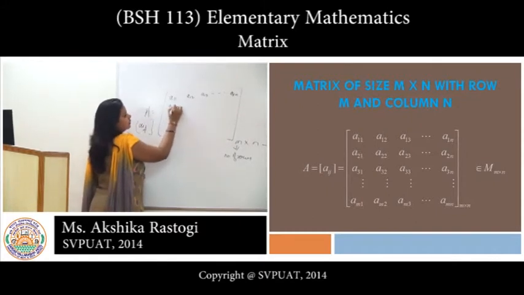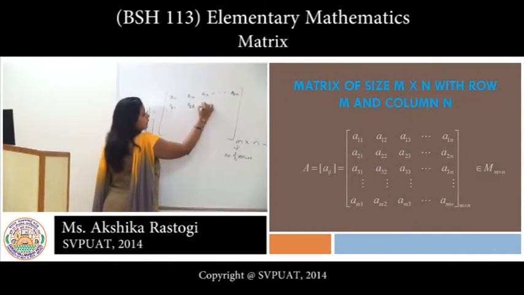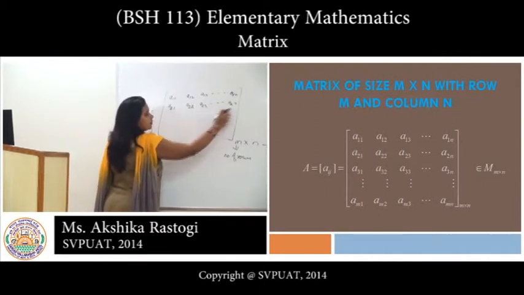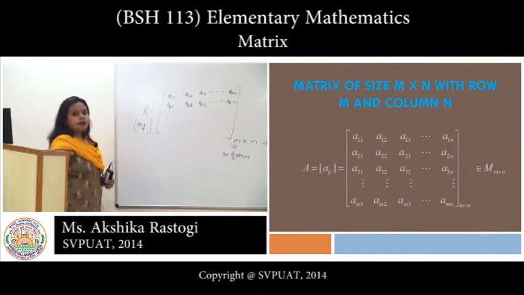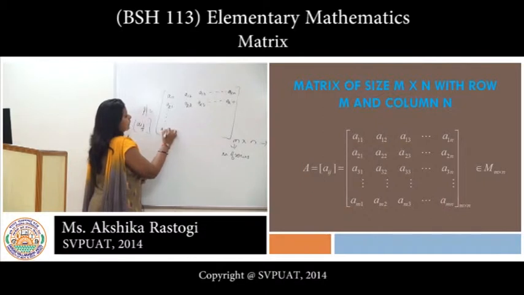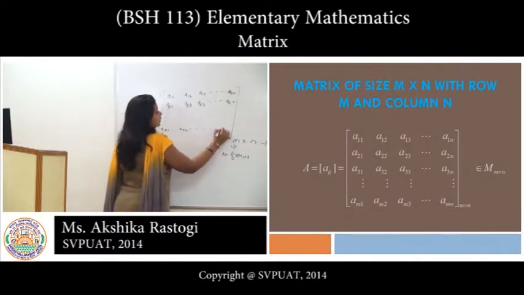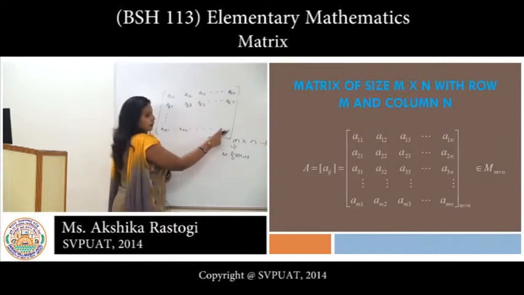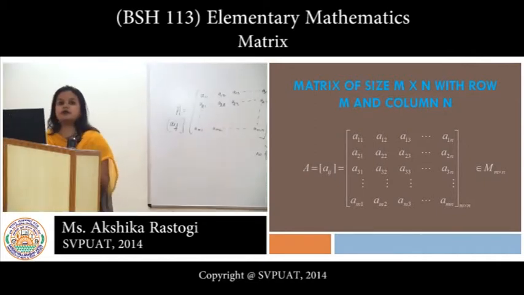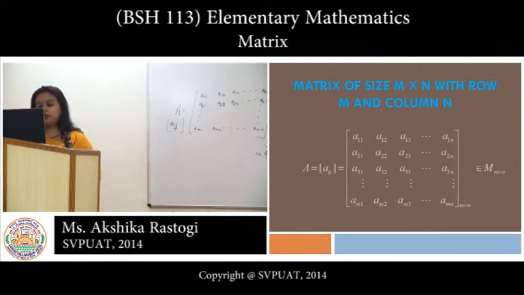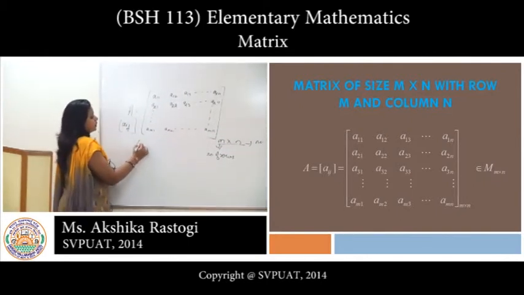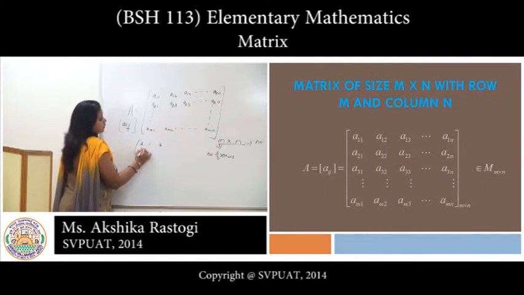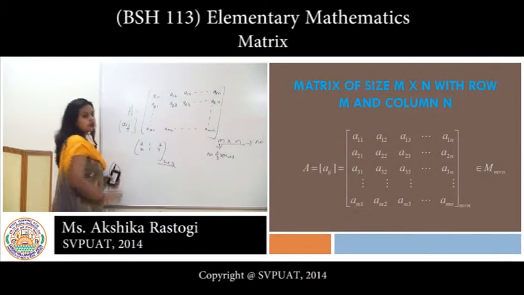Then in the second row we have a21, a22, a23 up to a2n. What does it represent? It represents the second row, and here the columns are varying. Similarly, if we talk about the mth row, then we have am1, am2 up to amn. This is the mth row and nth column. So this is the way we construct different kinds of matrices, and here m cross n is the size of the matrix. If we have a matrix like 2, 1, 3 and 2, 1, 4, it means we have 2 rows and 3 columns, so 2 cross 3.